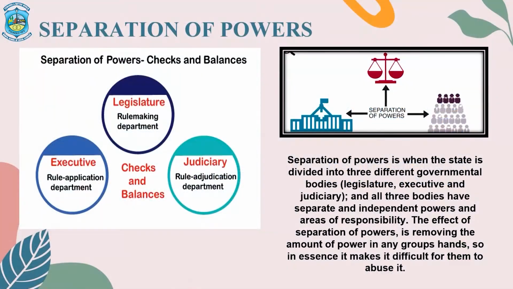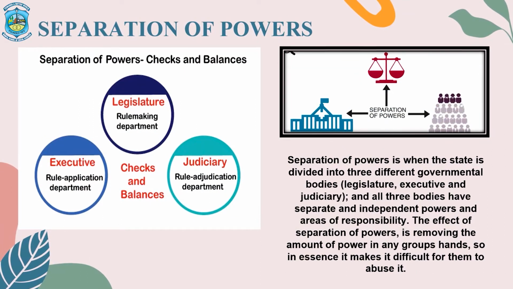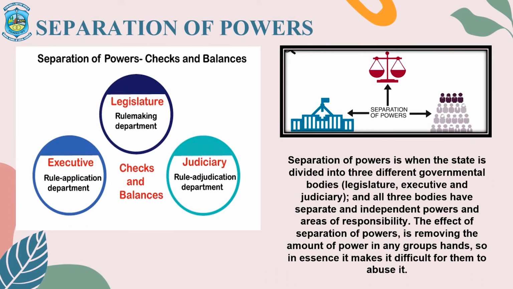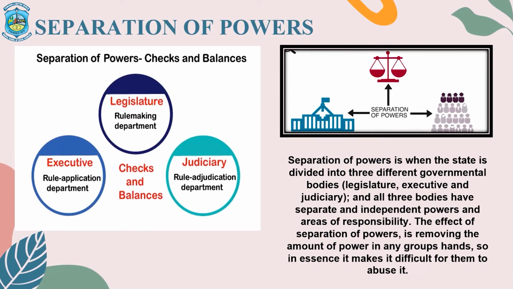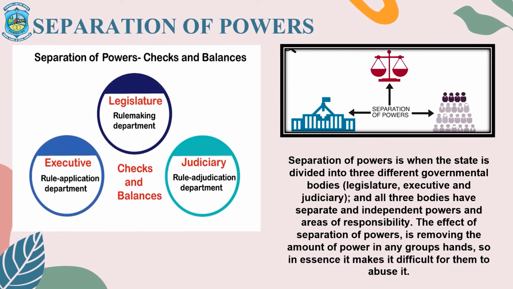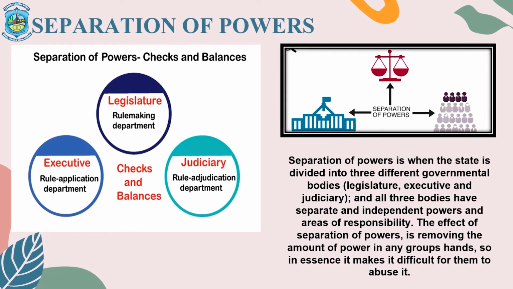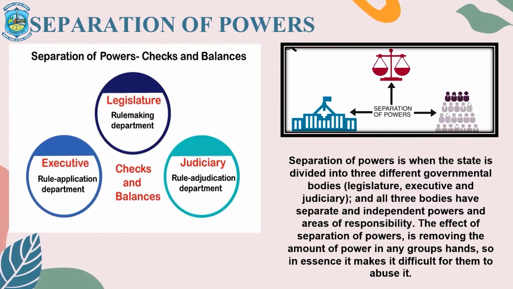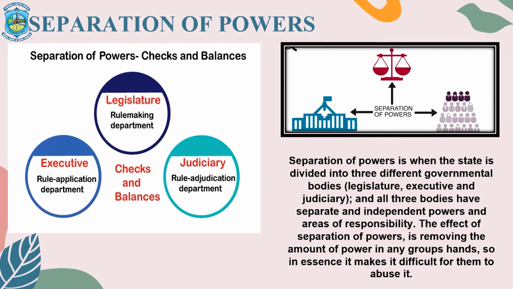The next point is separation of powers. It's very deep and detailed, but here we'll be studying it very briefly. It is divided into three governmental bodies: legislature, executive and judiciary, where the legislature is the rule making department, the executive is the rule application department, and the judiciary is the rule adjudication department.